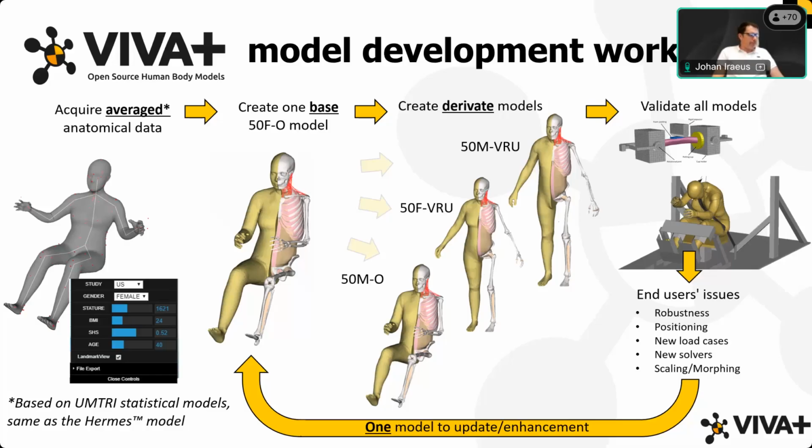After that, we continuously get feedback from end users. Could be that the model is still not robust in some area, could be issues with the positioning and so on. If we then need to go back and update the model, we go back and update the baseline model. And then by, again, morphing that updated baseline model to the derivative models, we automatically get all the updates in all these 4 models.